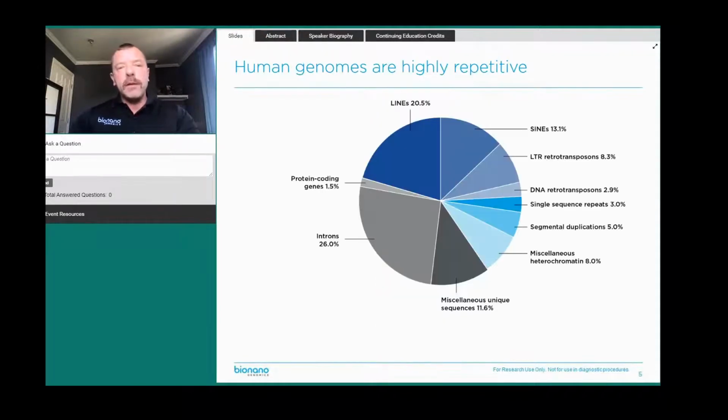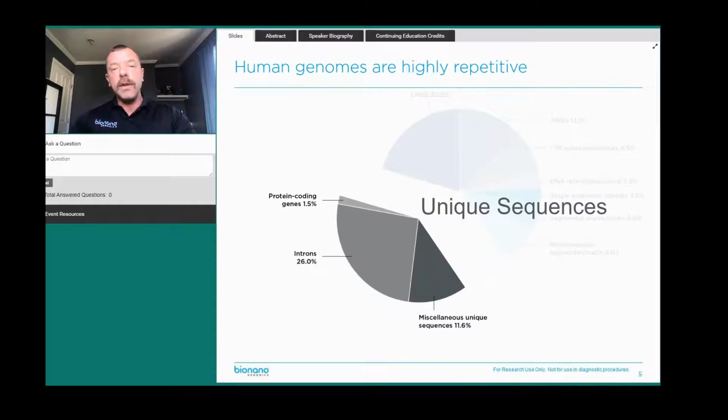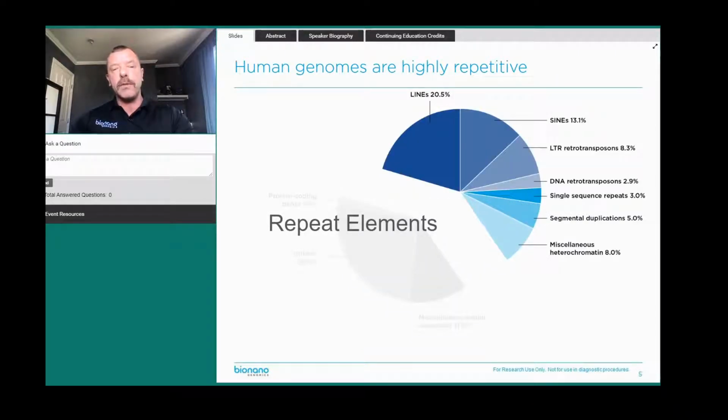And the other problem with NGS is that the human genome is highly repetitive, with just about a third of the genome consisting of unique sequences and 2/3 consisting of repeats. So now if your read length is only a couple hundred base pairs long and you get a read back of this 2/3 of the genome, it's impossible to say where that read exactly mapped to.